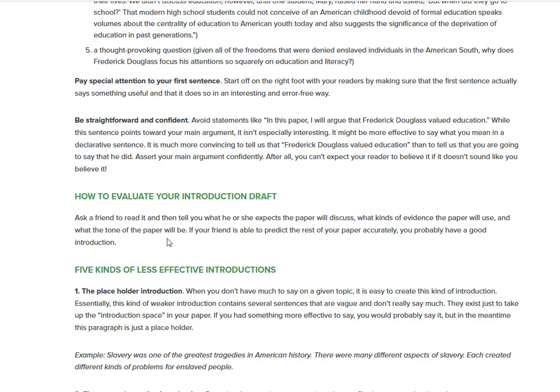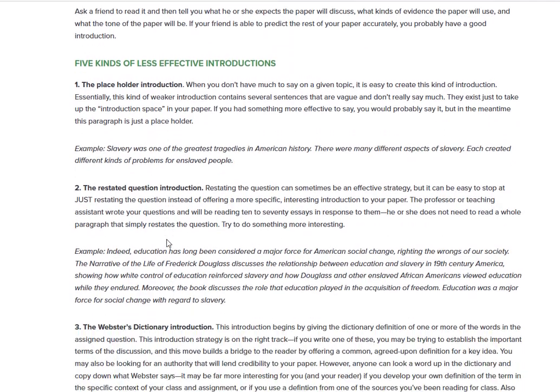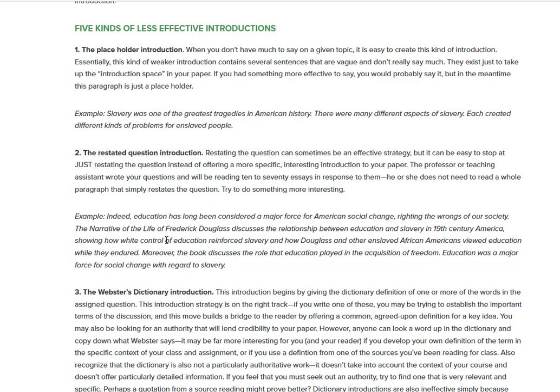Five kinds of less effective introductions. The placeholder introduction. When you don't have much to say on a given topic, it is easy to create this kind of introduction. Essentially, this kind of weaker introduction contains several sentences that are vague and don't really say much. They exist just to take up introduction space in your paper. If you had something more effective to say, you would probably say it. But in the meantime, this paragraph is just a placeholder.